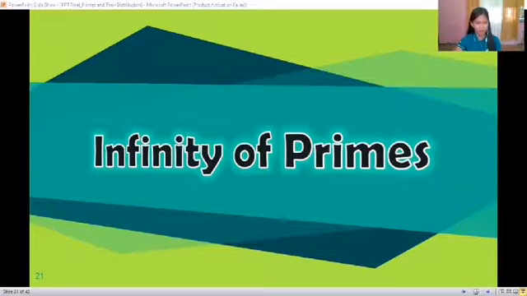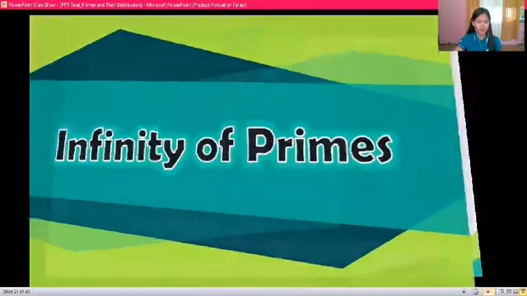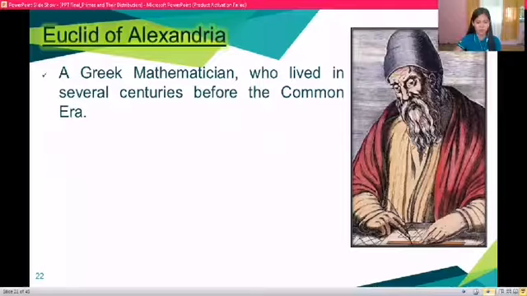Okay, let's start. It is difficult to determine directly from the definition whether there are many primes, indeed, whether there are infinitely many. To understand fully the infinity of primes, let me introduce to you the person behind its proponent. Euclid of Alexandria, a Greek mathematician who lived several centuries before the Common Era. Aside from his many contributions to geometry, he also made important contributions to our understanding of numbers.